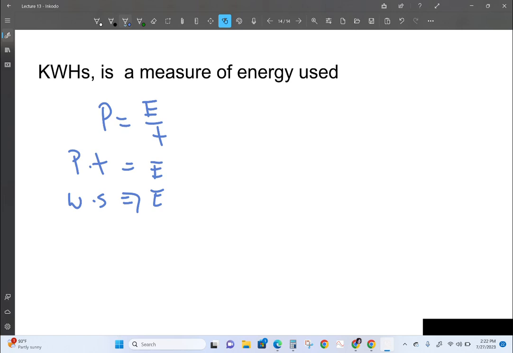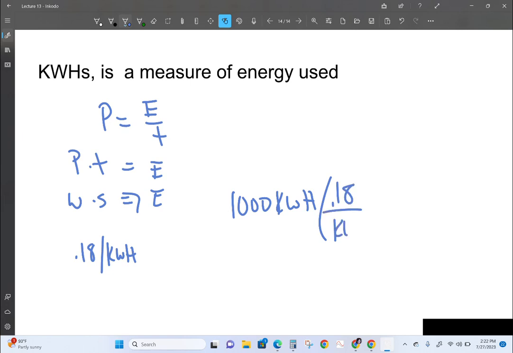So maybe we get billed 18 cents per kilowatt hour. And that's how much energy we've actually used over hours, the whole month. So maybe we used 1,000 kilowatt hours. So that would be 0.18 dollars times that, which would be 180 buckaroos.